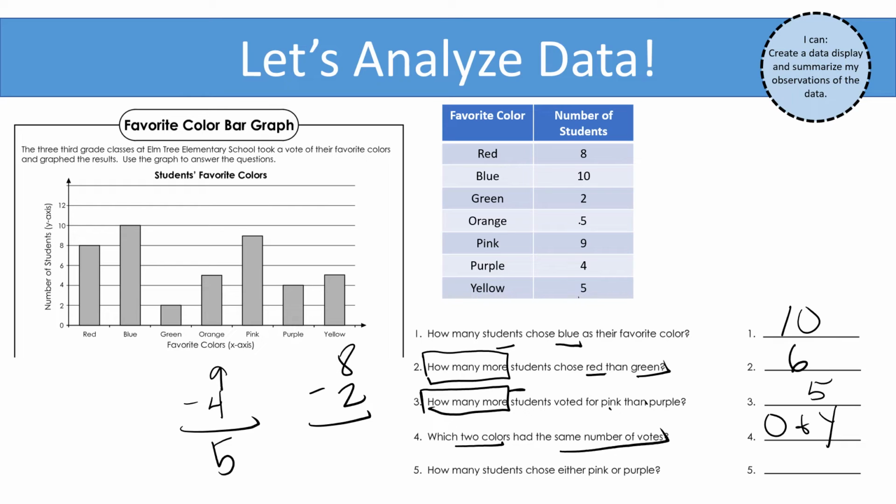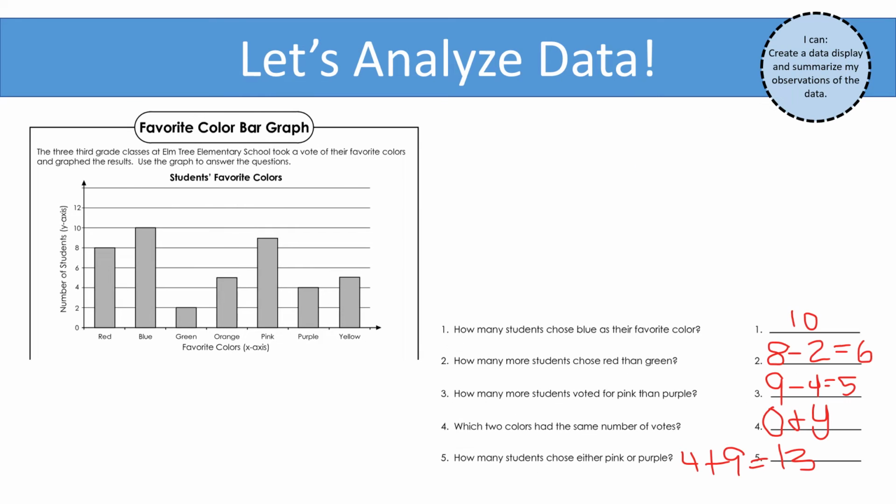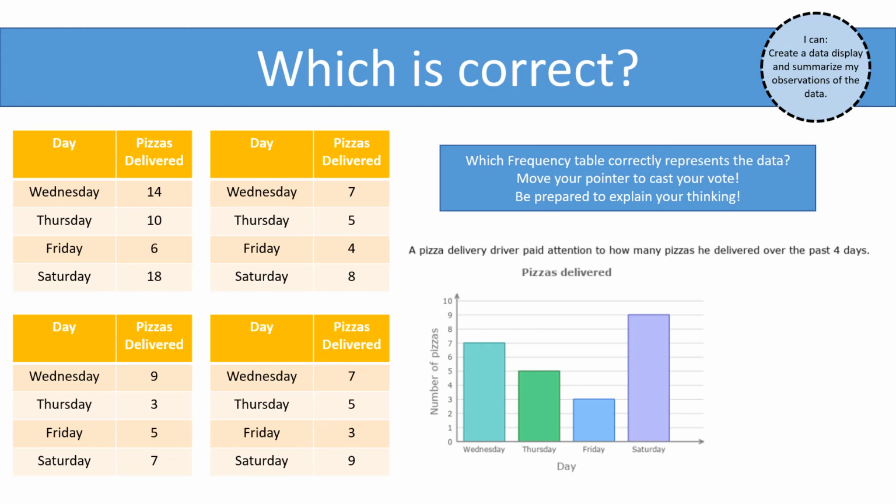Number 5, how many students chose either pink or purple? Pink, I have 9. Purple, I have 4. You're going to add those together because you want to find the total. 9 plus 4 is 13. All right. And there are your choices.